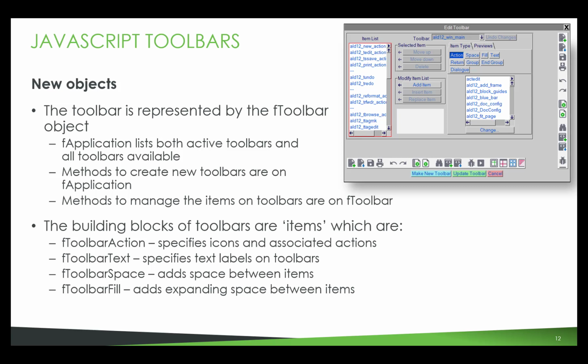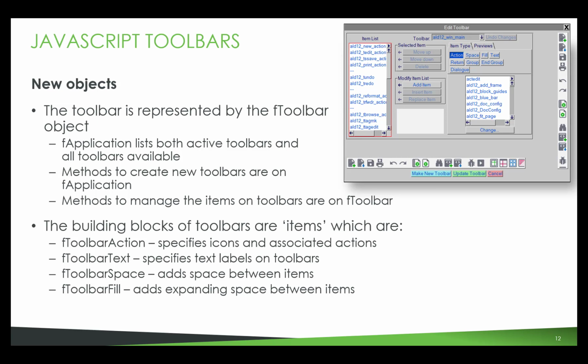So there are two main types of objects that are provided with this feature. The first one is the fToolbar object. You can access the fToolbar objects via application. Application tells you which toolbars you have available, but it also lists the active toolbars, so the ones which are on display in the interface at that time.